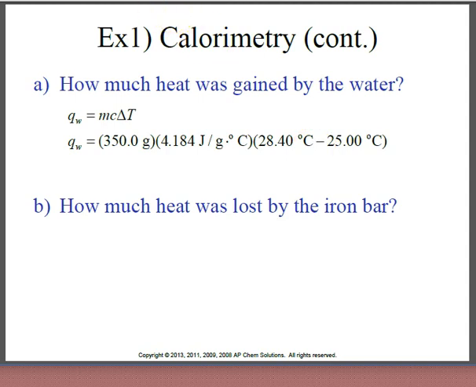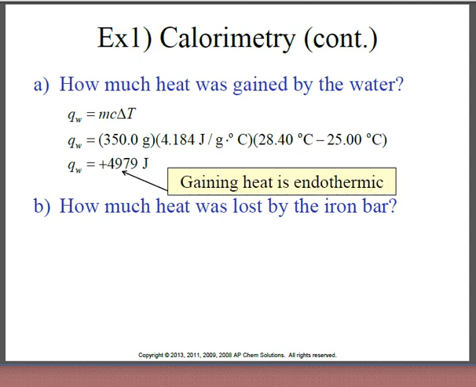Notice your units here. Your grams can cancel, and your degrees Celsius will cancel. So you'll be left with joules, which is a unit for energy, and heat is a form of energy. So calculating that out, we find that the water gained around 5,000 joules of energy. Now I know the water gained that because its temperature went up, so its sign is positive.